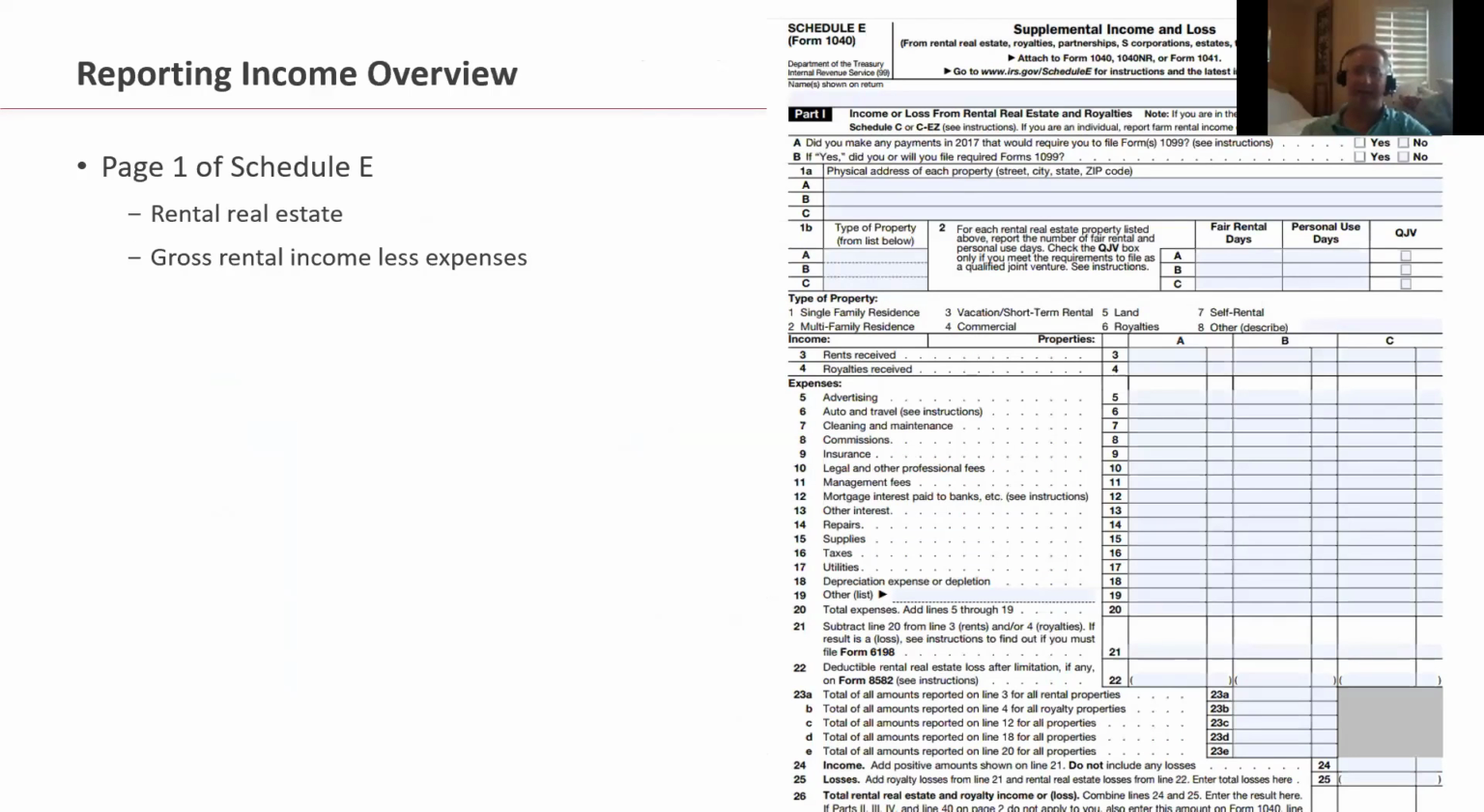So page 1 of Schedule E is where you report income or loss from rental real estate and royalties. So this is where, if you own rental properties, you report the income from each property. So gross rental less expenses.